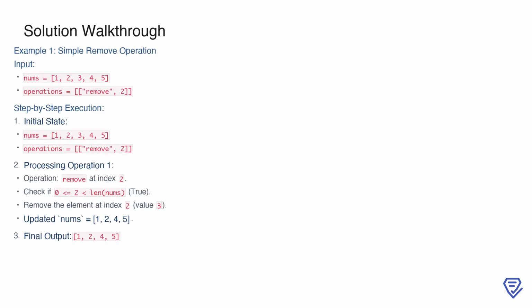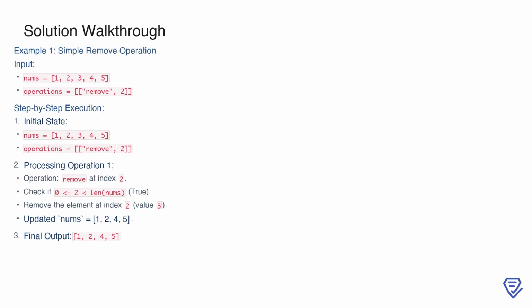In this example, we start with an array nums containing the elements 1, 2, 3, 4, 5. We are given a single operation, remove, with the parameter 2. First, we establish the initial state of the array and the operations list. Now, we process the given operation. The remove operation targets index 2, so we check if the index 2 lies within the valid range of the array indices, which is between 0 and len(nums) - 1.